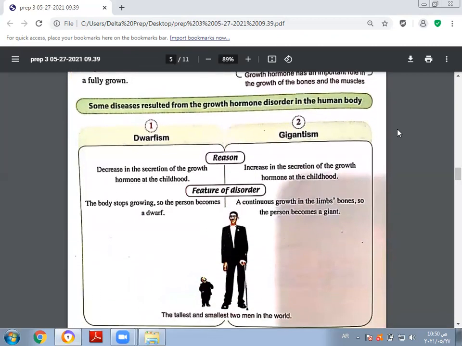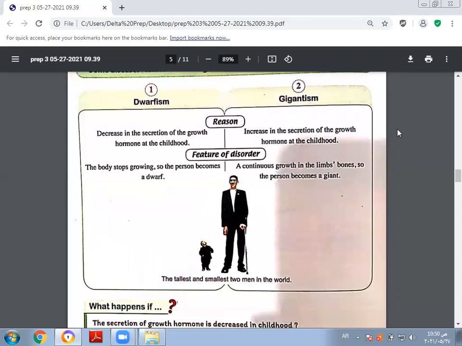But there are some disorders or diseases that result from growth hormone disorder in the human body, such as dwarfism and gigantism. Dwarfism: its reason is a decrease in the secretion of the growth hormone in childhood, and the feature of the disorder is that the body stops growing, so the person becomes a dwarf. As we can see in the picture, this person is a dwarf, okay?